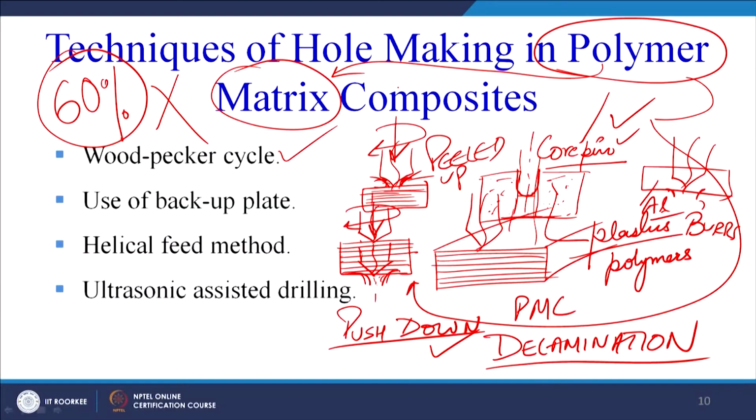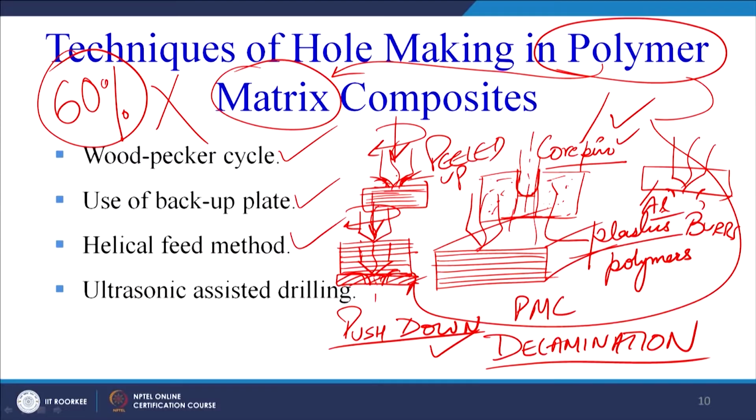Now what are the strategies which have been developed? Some of the strategies are the woodpecker cycle. We will see them with the help of a diagram. Use of a backup plate, maybe we can put a backup plate here, which will not allow the push down type of delamination to take place.